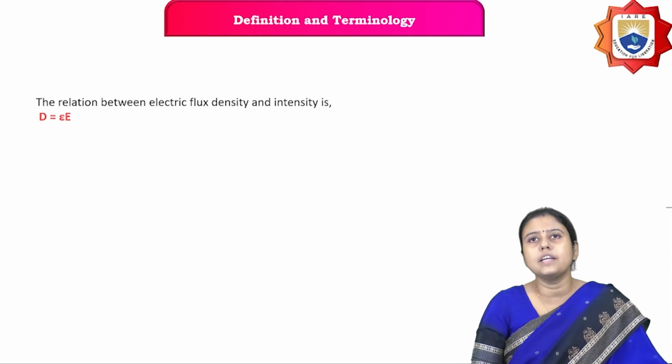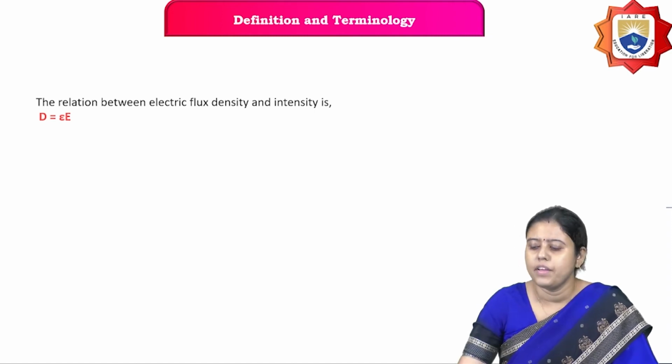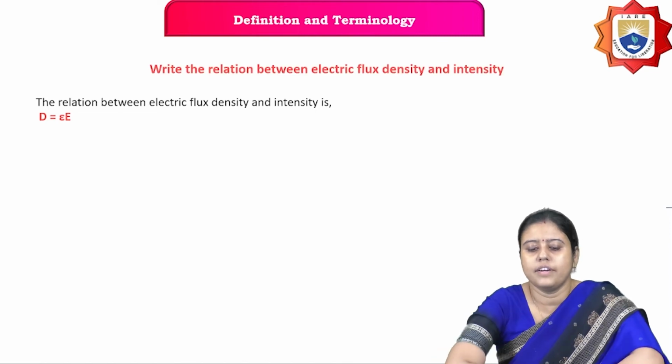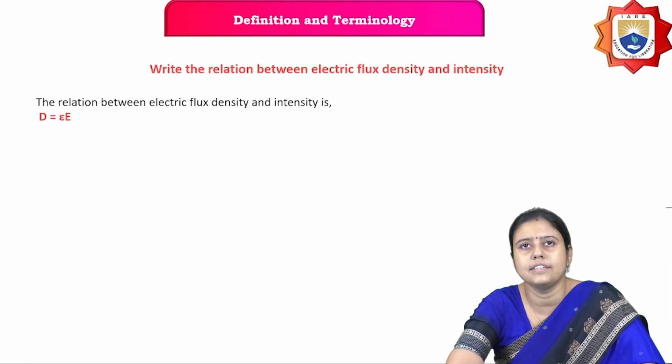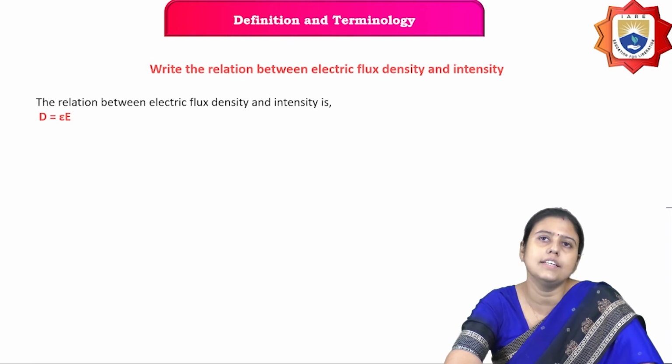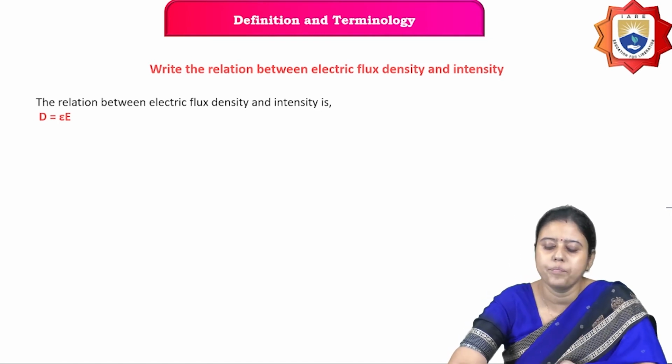Next. What is the relation between electric flux density and intensity? So, write the relation between electric flux density and intensity. The relation between the electric flux density and intensity is D is equal to epsilon into E. Now, how to get this one?